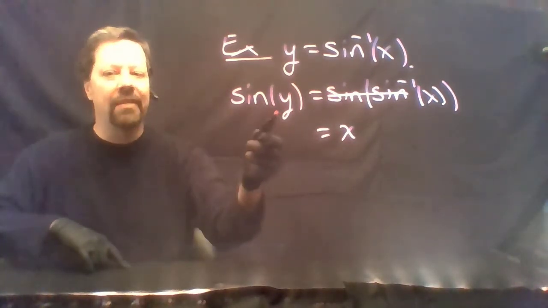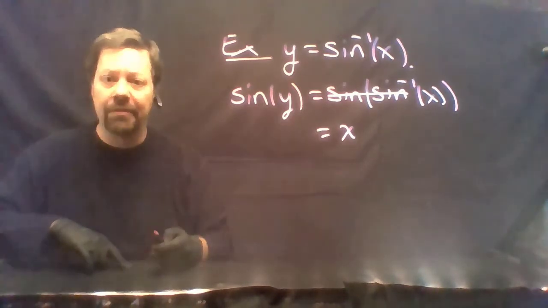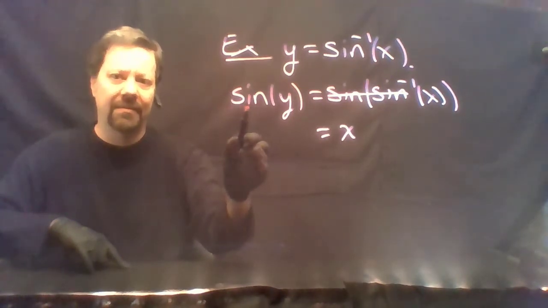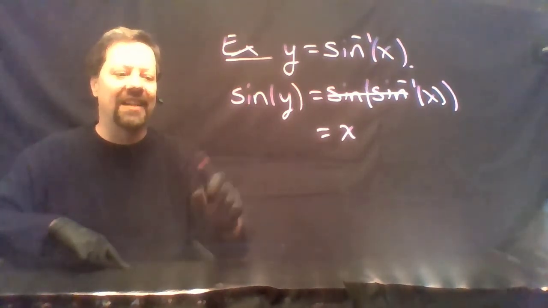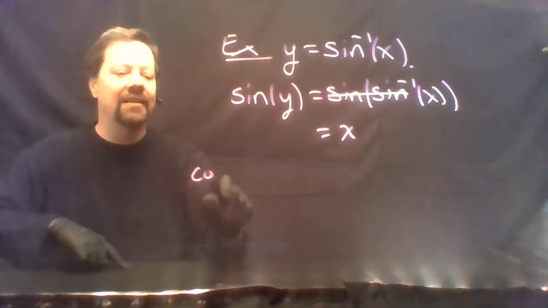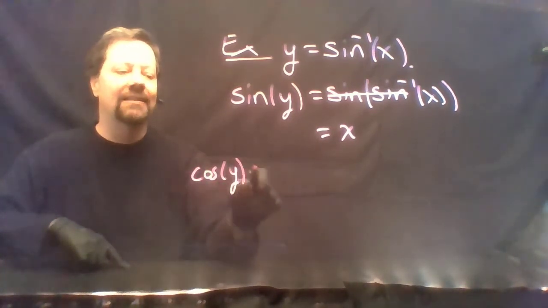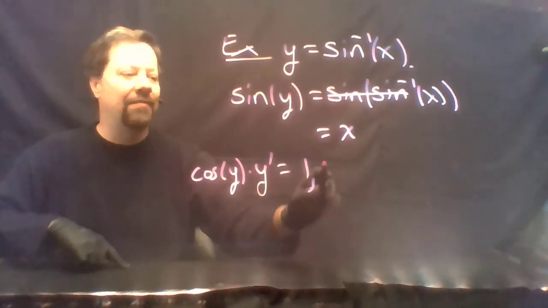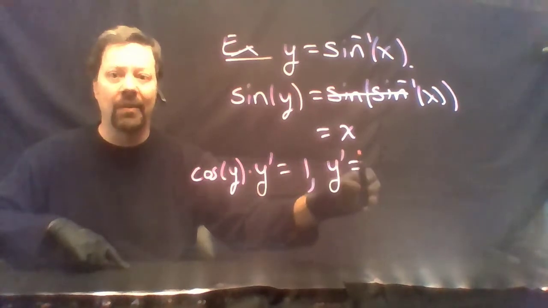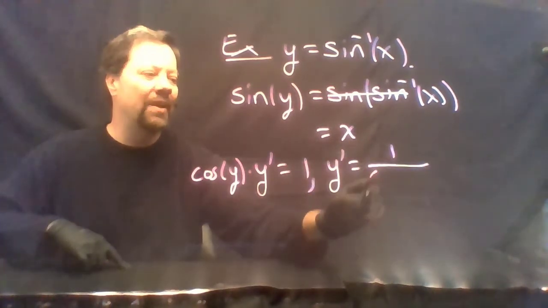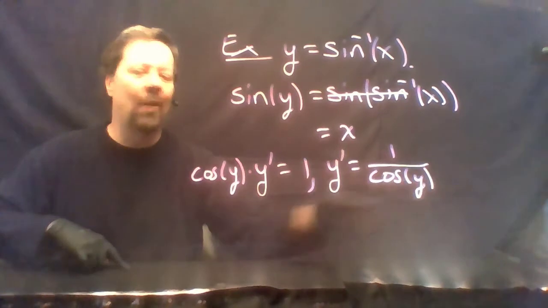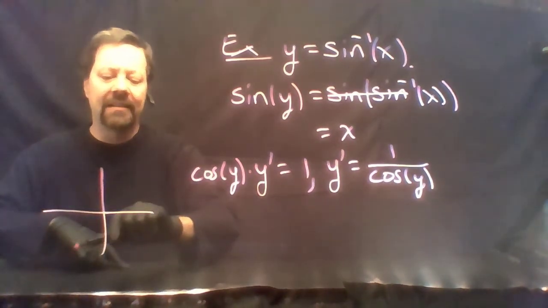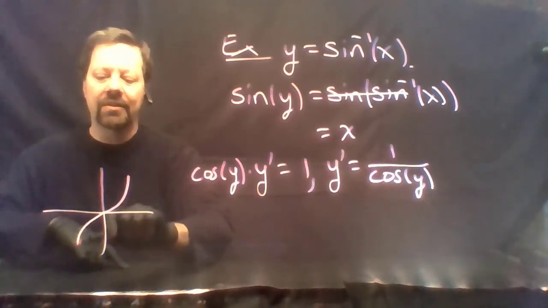When we take the derivative on the left-hand side, we need to be careful to use the chain rule because we have a function of x inside of a function. So taking the derivative on the left-hand side implicitly, we get cosine of y times y prime. That's equal to 1. It follows then that y prime, the thing that we were looking for, is 1 over the cosine of y.